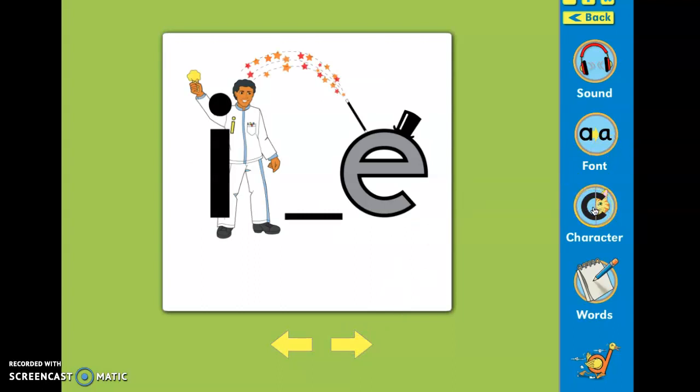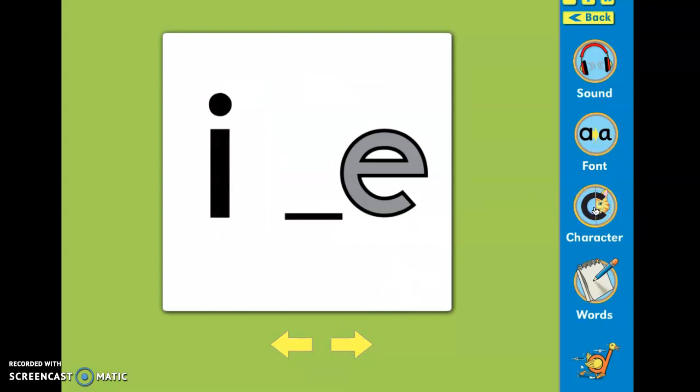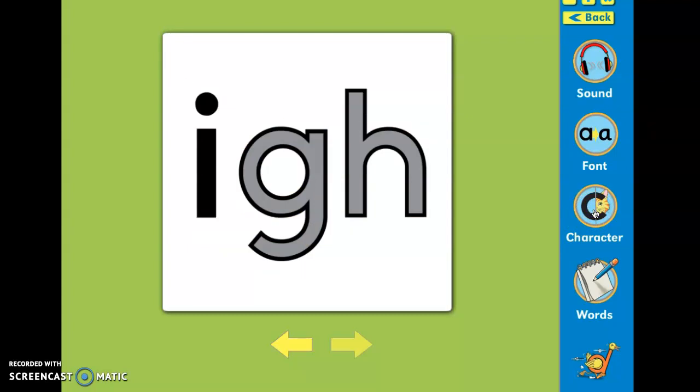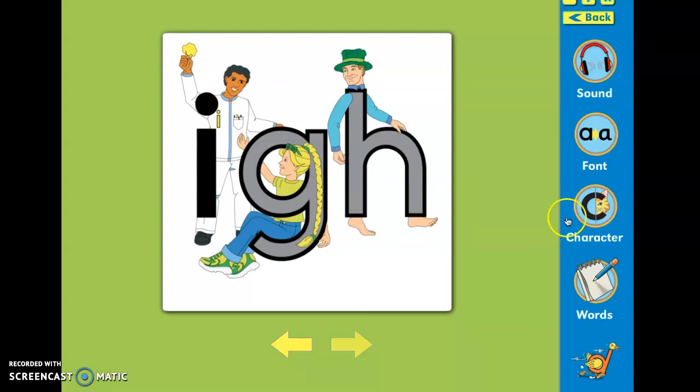Mr. I, blank, magic E. Sound, I, spelling, I, blank, E. Mr. I, golden girl, hairy hat man. Sound, I, spelling, I-G-H. Excellent. You did well with those.